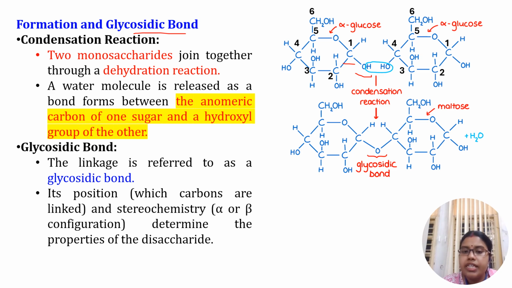In the maltose molecule, two glucose units join. Both glucoses are alpha-D-glucose. The anomeric carbon hydroxyl group of one alpha glucose is linked with the C4 hydroxyl group of the other alpha glucose, and here the condensation reaction occurs, dehydration occurs, a water molecule is removed, and this glycosidic bond is formed. In this case, the anomeric carbon of one alpha glucose reacts with the C4 hydroxyl group of the other alpha glucose.